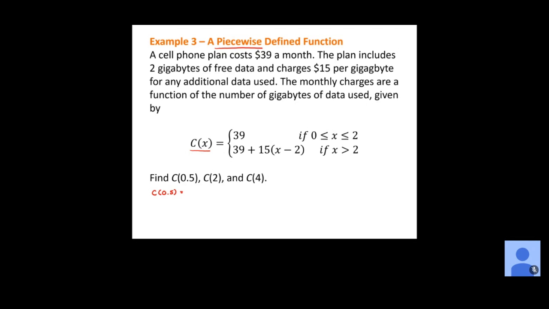Just 39, right? There is no x to substitute in for. Everything between 0 and 2 now is just going to give us a value of 39. And if you think about the context, it makes sense, right? Because if I use between 0 and 2 gigabytes of data, I'm charged that flat fee of $39 per month. So I only used half a gig this time, and so I'm only charged $39. Any questions on that first one?